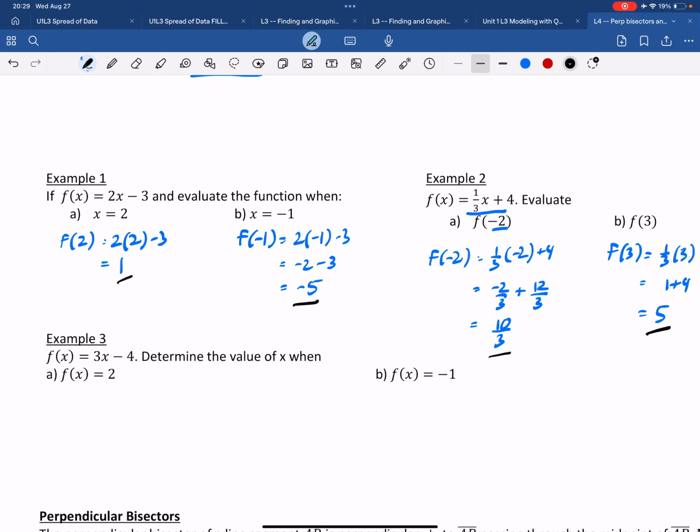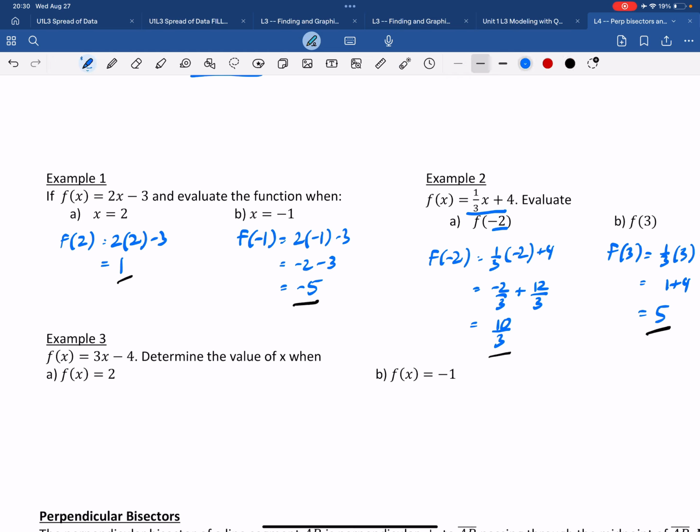Okay, now this is where it gets sometimes a little bit confusing, okay? So now we have a function, but now we're saying f of x is equal to 2. We're not saying f of 2, right? So this means that the output is 2, right? The final result is 2, and we want to set the equation equal to that. Okay, so this is a different notation, right? Here we had f of 2, here we have f of x equals 2, okay?